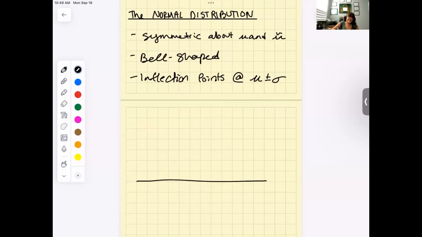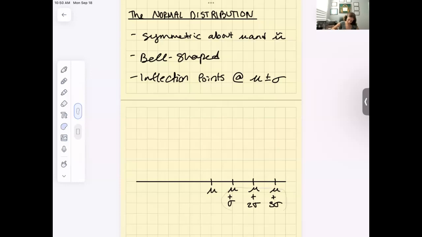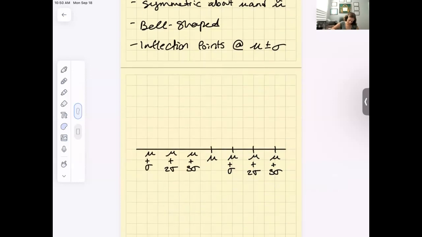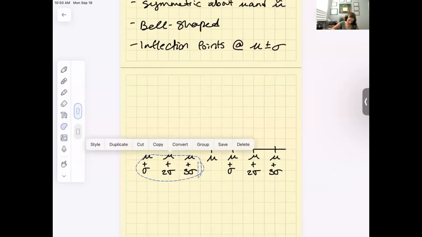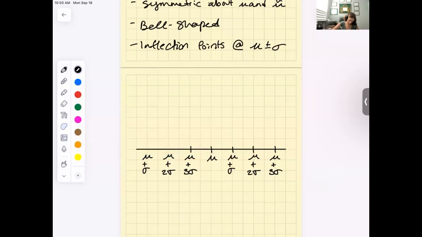So what it would look like is if you had this timeline and you said, okay, here is the middle, then this would be the mean plus one standard deviation. This would be the mean plus two standard deviations. And this would be the mean plus three standard deviations. Or going the other direction, you'd be subtracting, so minus one standard deviation, minus two standard deviations, or minus three standard deviations.